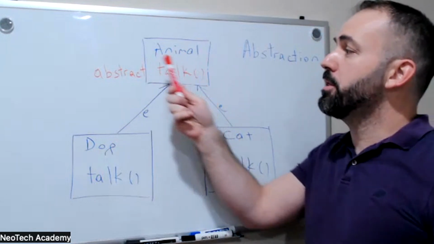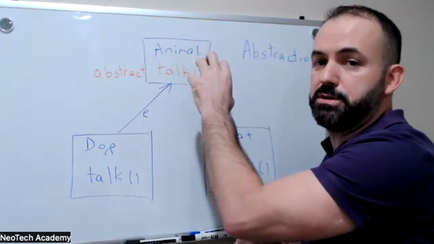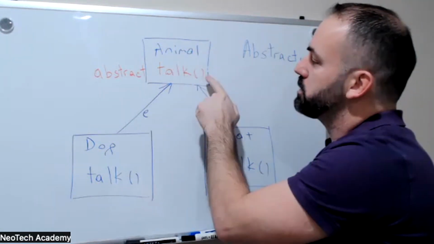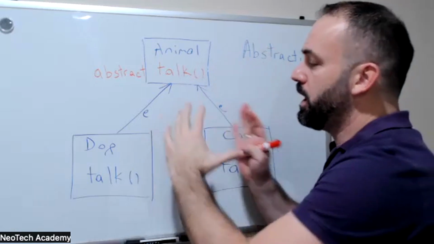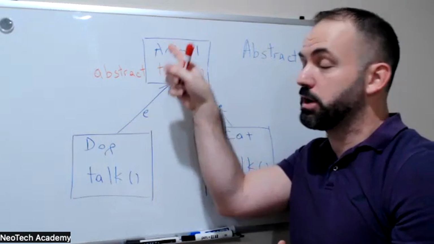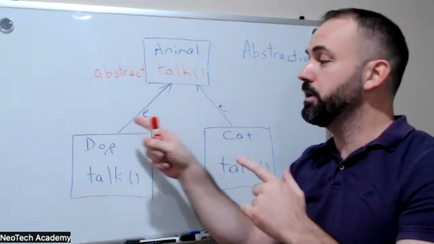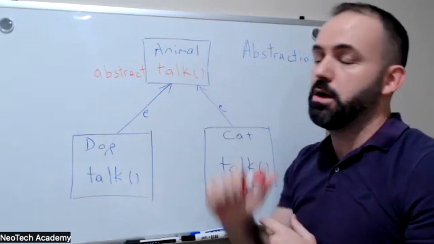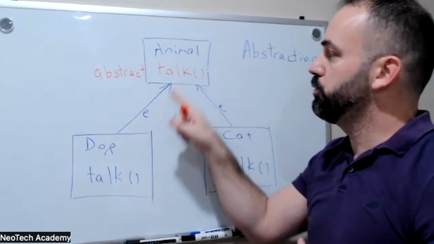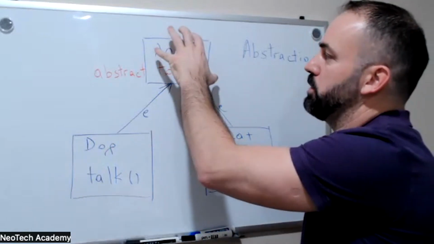So the talk method in the animal class is abstract. What does it mean? It means that we don't know the implementation. Every animal can talk, but we don't know how. Then every class here, which is extending the animal class, which will be an abstract class, of course, every concrete class here should implement the talk method, which is abstract in this case. So let's say an animal can talk.